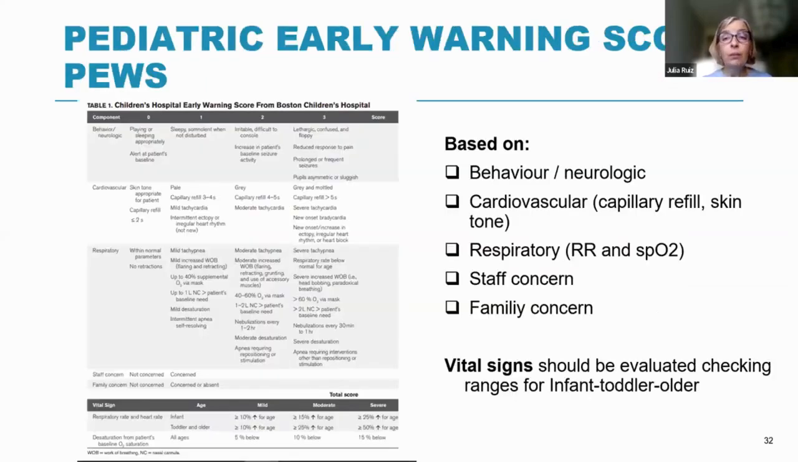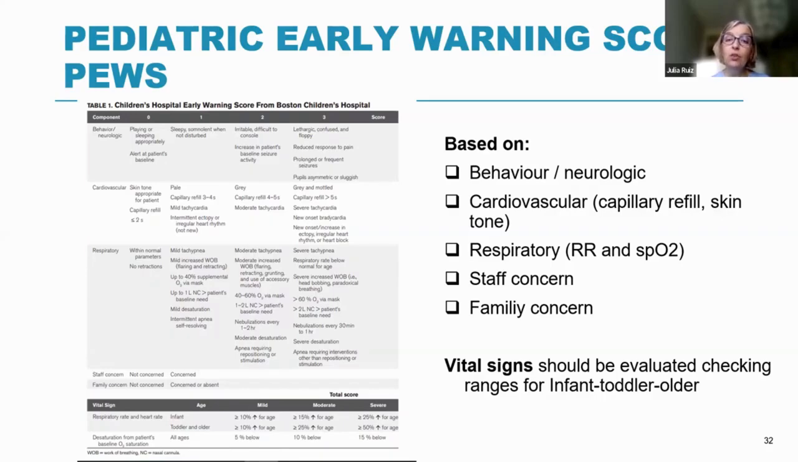I'm just going to show you this, but we're not going to go too much through it. Also know that there is a pediatric early warning score. It's called PEWS, and it is based on different components: behavior, neurological status, and cardiovascular. We are going to see the capillary refill, which is a skin tone. For the respiratory components, we are going to check the respiratory rate and the oxygen saturation.